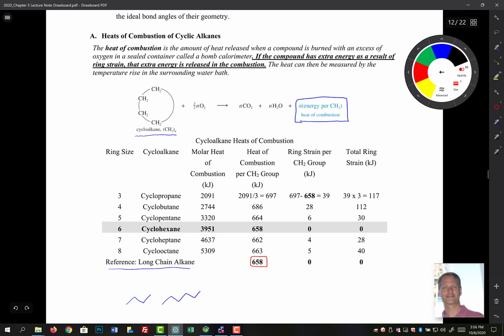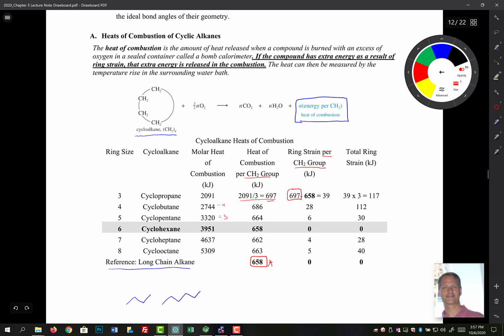So we're going to take 2091, divide it by 3, and we're going to get 697. If we take this and divide it by 4, then we get this, divided by 5, and so forth. So we're weighing these by the number of carbons that are in that ring. Now, we can figure out the ring strain per CH2 group, because we can take the heat of combustion per CH2 and pull out the molar heat of combustion for a CH2 group in which there is no ring strain. And what we're left with is our ring strain per CH2.